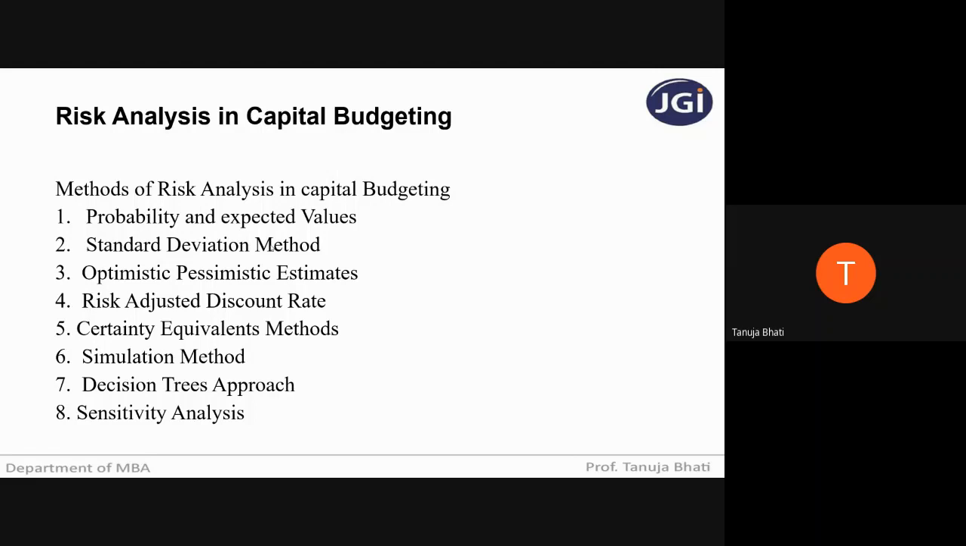So obviously, when you're investing in some particular project, you will expect that this particular project will give you a series of cash flows. But the standard deviation technique will help you analyze what is the risk associated with those estimated cash flows from an investment. So this is the standard deviation technique, and the formulas you have already seen in your first semester.